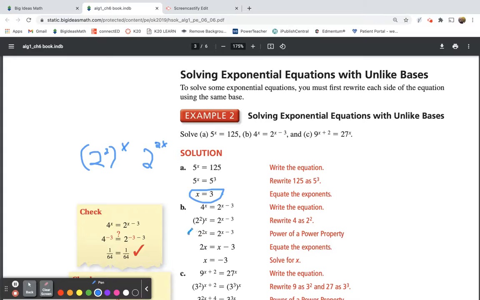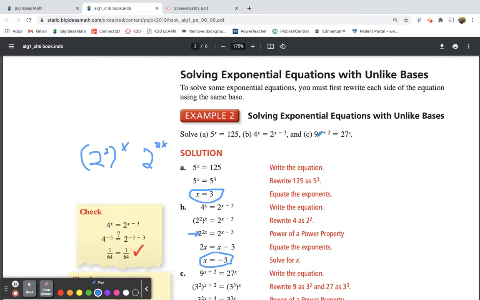Okay, so that brings us to here. 2 to the 2x, now that they both have a base of 2, I can set my exponents equal. 2x equals x minus 3. Subtract this x over. 2x minus x is just 1x. And we're left with -3. So x is -3 on that one.